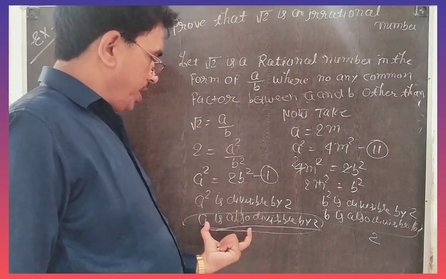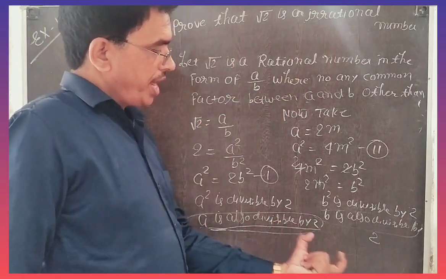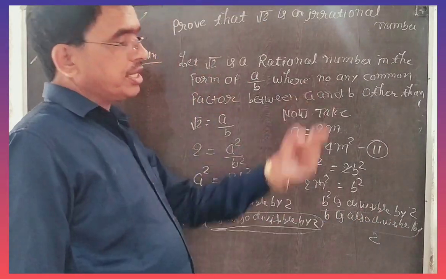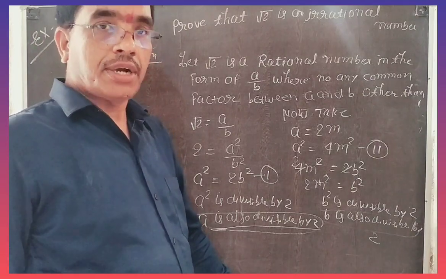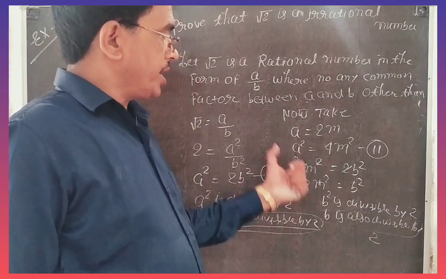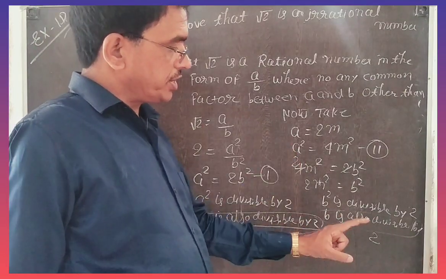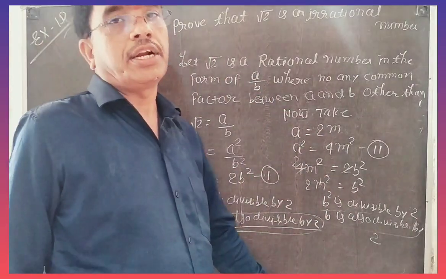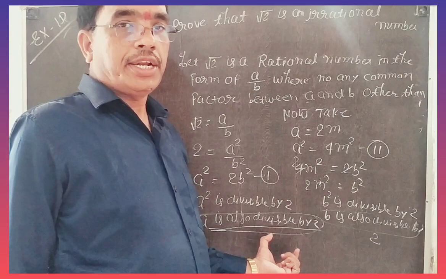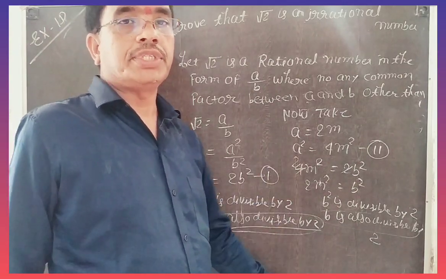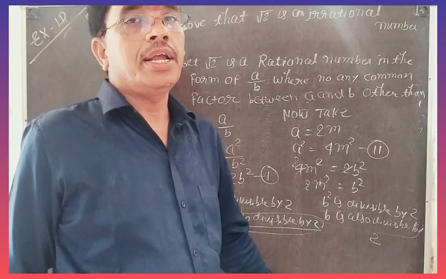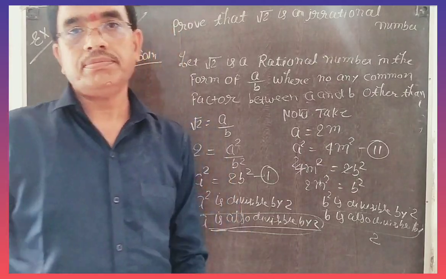But we have found a is divisible by 2 and b is divisible by 2. Then it is a contradiction. Our supposition is wrong. Hence you write, it is a contradiction. Our supposition is wrong. So root 2 is an irrational number.